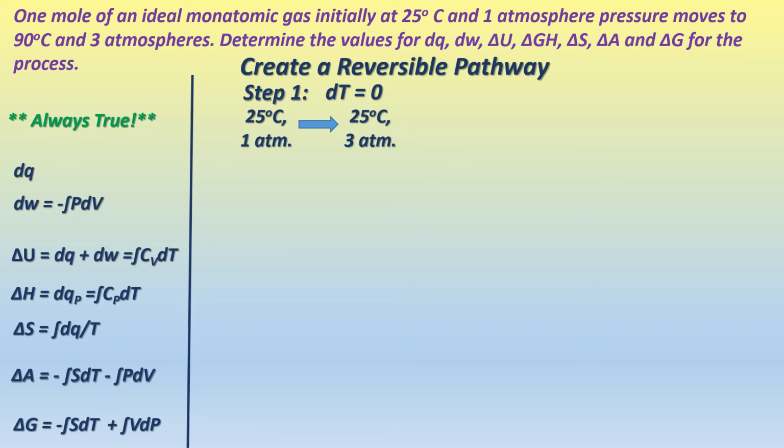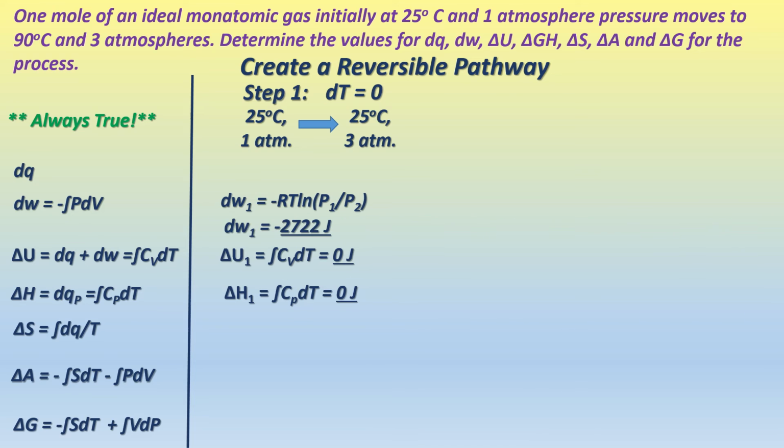With that definition, I already know for an isothermal process, the internal energy and the enthalpy for the first step will be 0 joules. Since I also know the internal energy is heat plus work, work is minus PdV, minus RT log V2 over V1. For an ideal gas, you have an inverse relationship with pressure and volume. So work for the first step is minus RT log P1 over P2, or minus 2,722 joules.